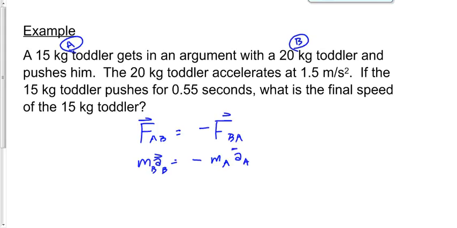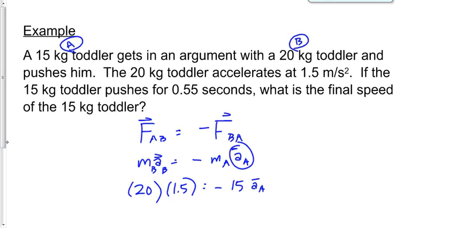What are we going to do here? We've got everything except the acceleration of object A. So let's plug in our numbers and find that acceleration. Mass B, 20, times the acceleration of object B, 1.5, equals negative 15 times the acceleration of object A. This is not what we're looking for, but that's okay. We've talked about this before, right? We don't have to necessarily get what we're looking for right away. If we're doing something that's valid, it doesn't have to lead right away to the final answer. That's the case here.